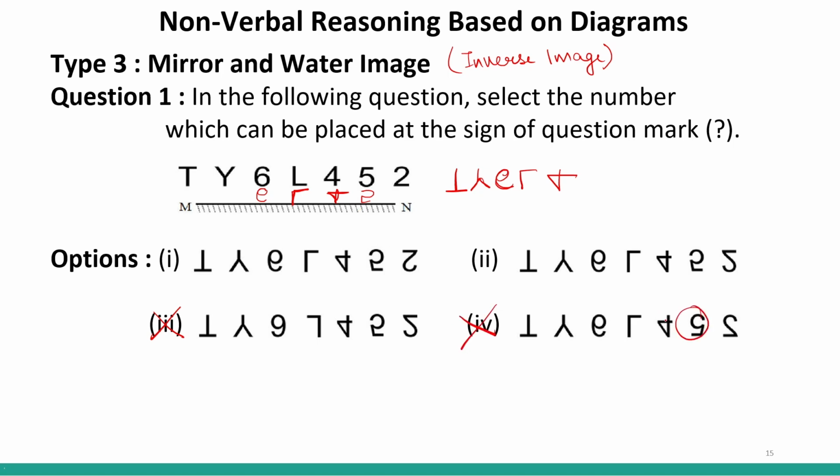Here 5 is different. And how will 2 look? 2 will look like this. So this eliminates option number 1. So this was 4, then 5 we had something like this, and 2 we had something like this, or you can say like this. So our correct answer will be option number 2. So this is how you solve questions for mirror and water images.